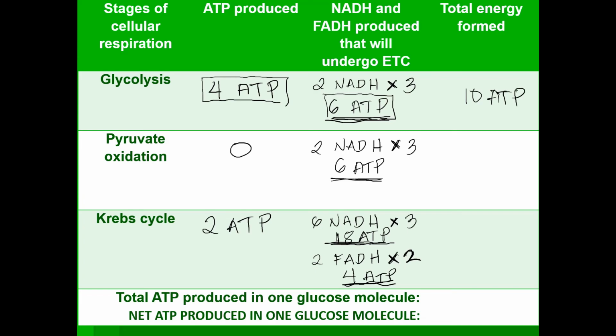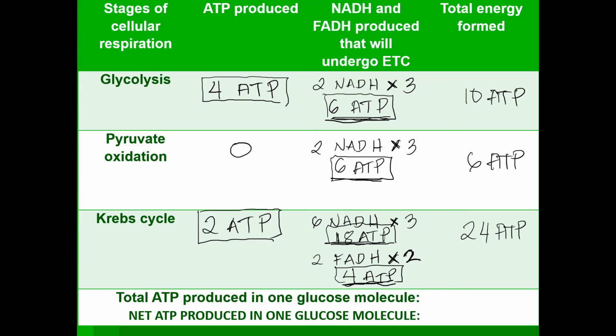Now for pyruvate oxidation, it only has 6 ATP molecules. For Krebs cycle, we have here 2 ATP molecules plus 18 ATP molecules, that is already 20, plus 4 ATP molecules from the oxidation of FADH. So the answer is 24 ATP molecules. So if we add them all together, 10 plus 6, that would be 16, plus 24, that would be a total of 40 ATP molecules. So meaning, the total ATP produced in one glucose molecule is around 40 ATP molecules.